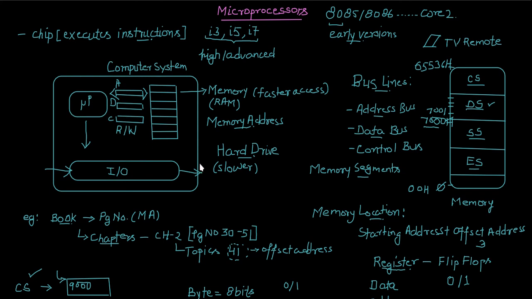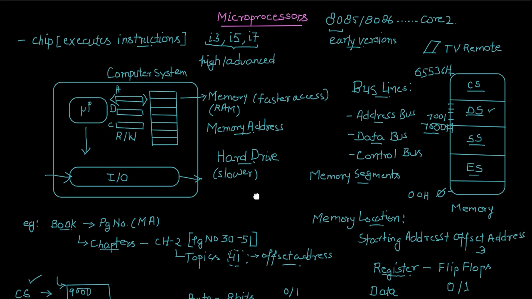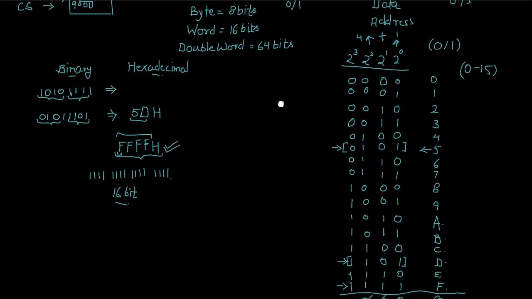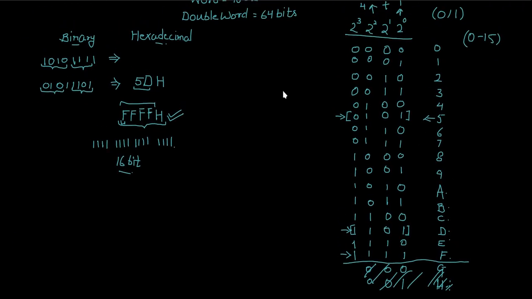So this is basically an introduction to the microprocessors, and I've explained the concept of segments, some bus lines, and what offset addresses are, which is an important concept because we are going to use it a lot of times. Whenever in the further tutorials I use the word memory, I am considering the RAM. Now let's see the main three operations that a microprocessor does.